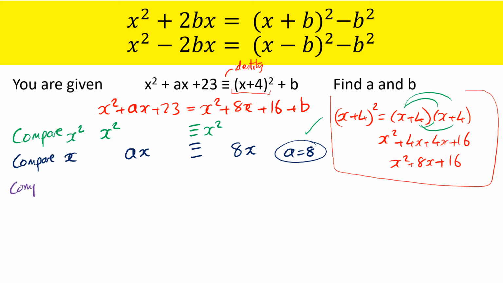We could compare, I guess we call it the rest, but we'll say compare the numbers. Now on the left hand side, the only number is 23. And on the right hand side, we've got 16 plus b. So what does that mean that b is? Well, 16 plus 7 is 23. So b equals 7. And there we go. So expand what you can, and then compare the different powers to each other separately. And that's how we find a and b.